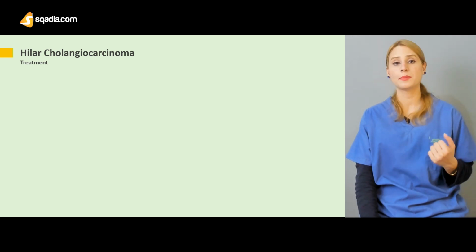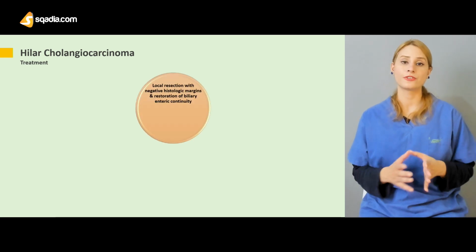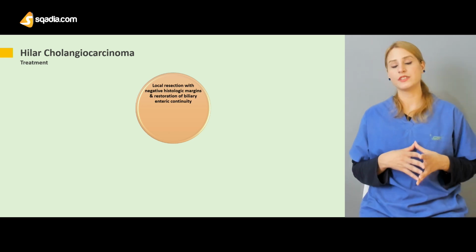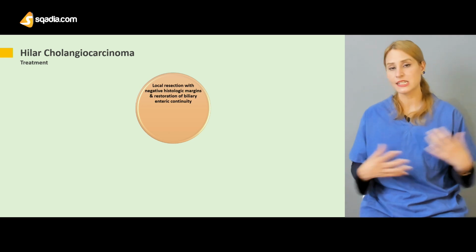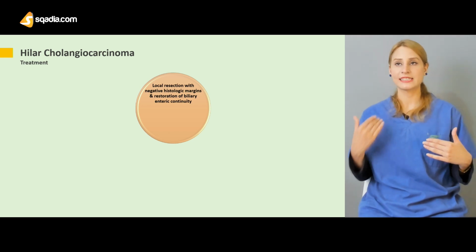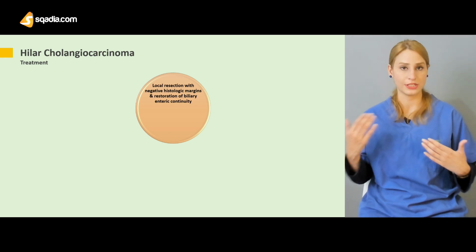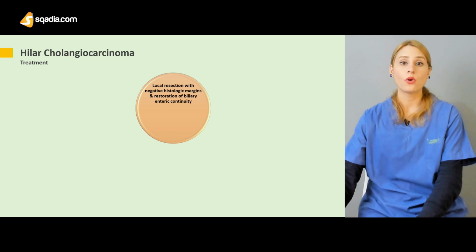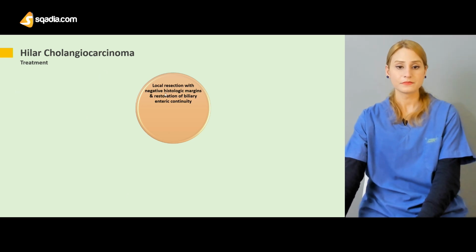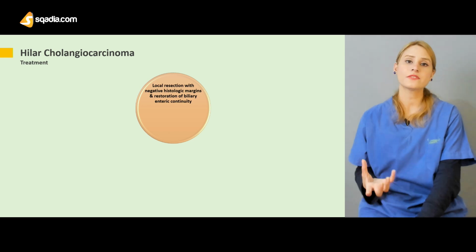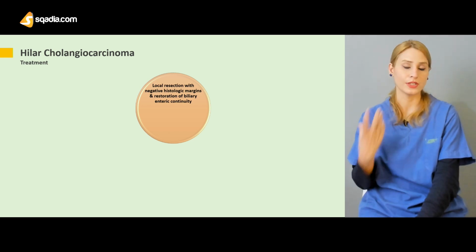So first of all, if we talk about the hilar cholangiocarcinomas, the treatment option is that you can go for local resection with negative histological margins and restoration of the biliary-enteric continuity. Now it entirely depends upon the tumor extent, like how much of the common hepatic duct and confluence is involved, and then whether you have to do the cholecystectomy or the hepaticojejunostomy. For tumors which are intraductal, you do the hepaticojejunostomy.